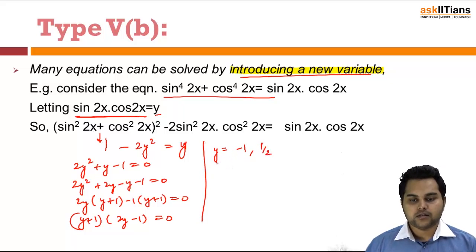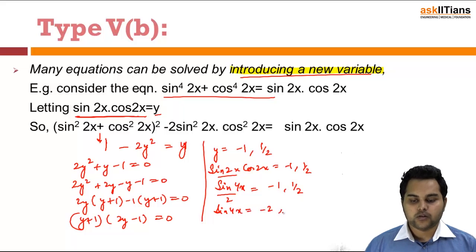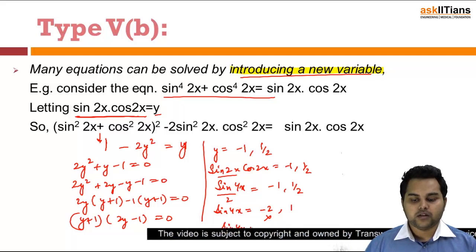Now I have y as sin 2x cos 2x, so sin 2x cos 2x is equal to minus 1 comma 1 by 2. This can be written as sin 4x by 2 is equal to minus 1 comma 1 by 2. So sin 4x would be equal to minus 2 or 1. Now that is not possible, since sin 4x would definitely be lying between minus 1 and 1. So I would get sin 4x to be 1.